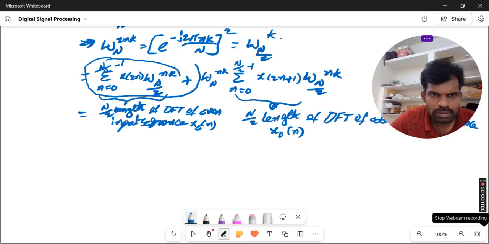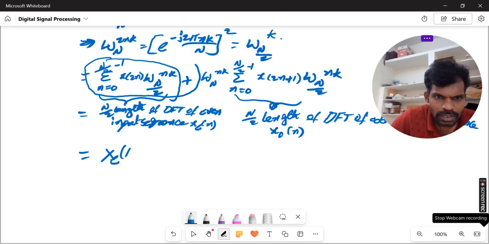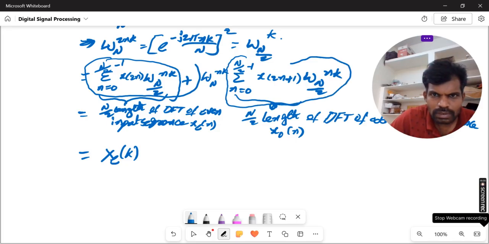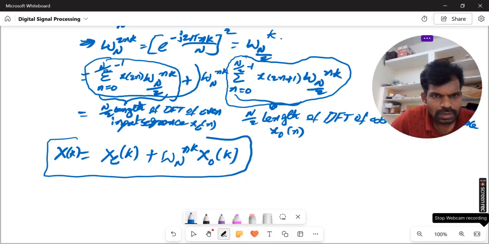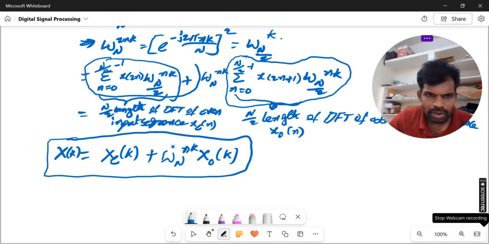What are we going to write? We are going to write capital XE of k, and here plus, and already we have w suffix n power nk into, and in this place we are going to write the DFT of the odd sequence, that is XO of k, that is X of k. It is very, very important. Why? Because while drawing the butterfly diagram, we are going to use this formula only. Thank you.